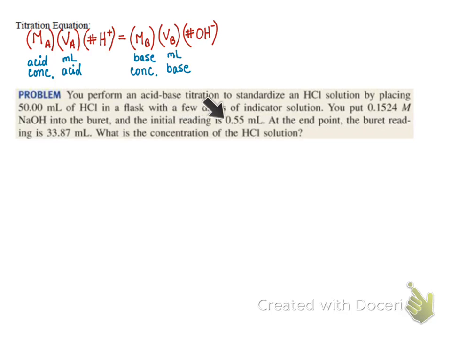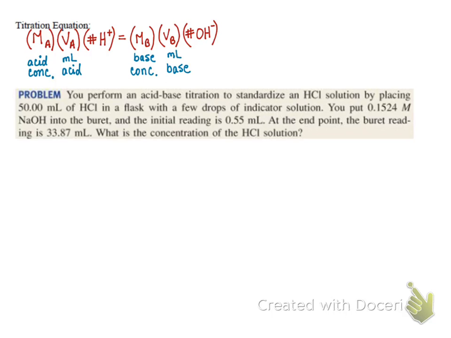Its initial reading is 0.55, which means that's where the mark starts. And then after we've added all the base, in order to turn it pink, at the end point, which is the equivalence point, the burette reads 33.87 milliliters. So the concentration of the HCl solution, we can figure that out using our equation.